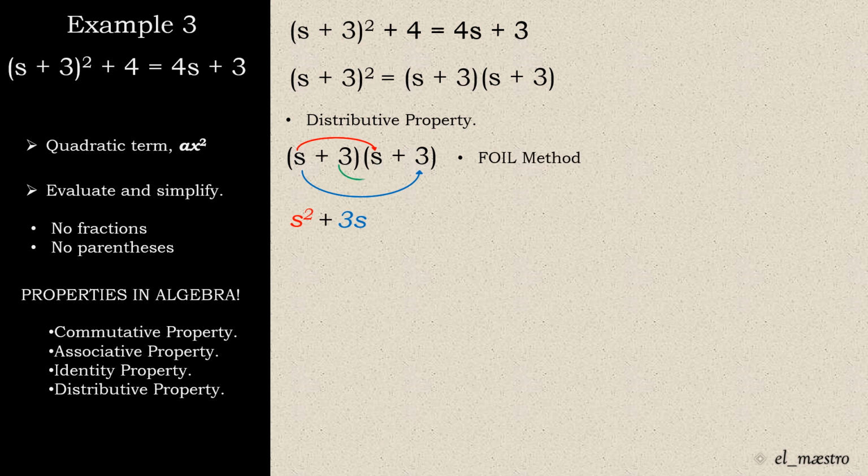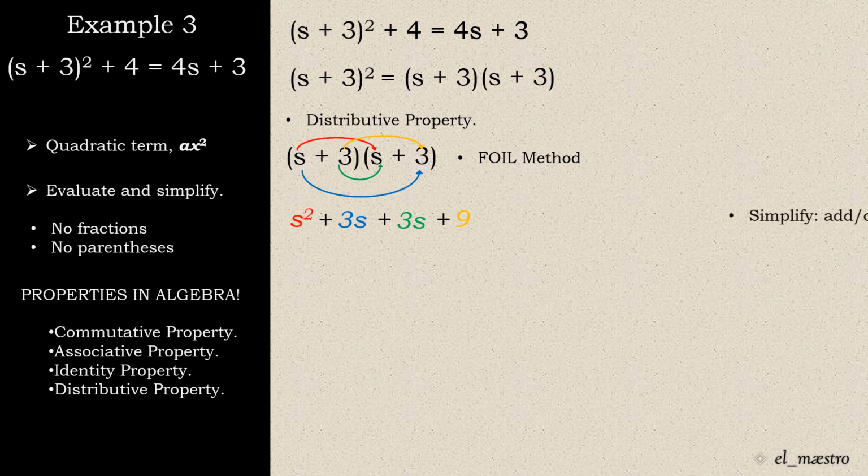Next, okay, you have 3s, 3 times s. What's the sign? Positive s or positive 3, so the sign is also positive. The result is 3s. And last, you have 3 times 3. So positive 3 times positive 3 is positive 9. So mao na ang expansion sa imong s plus 3 parenthesis squared.